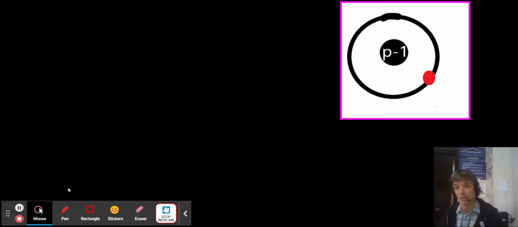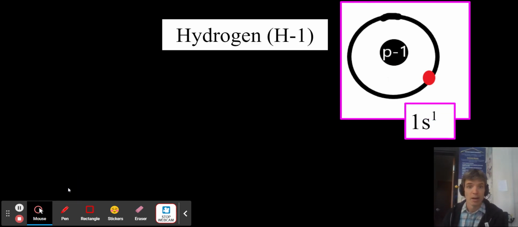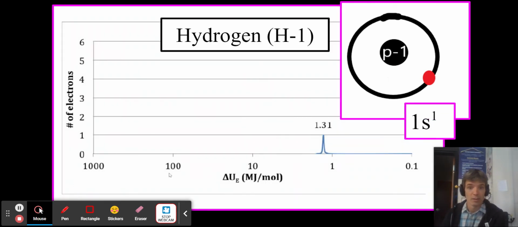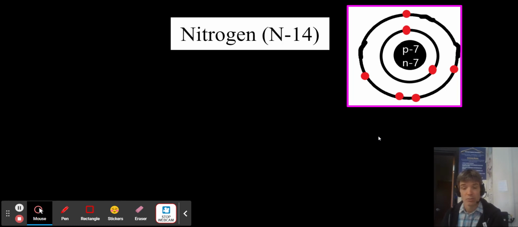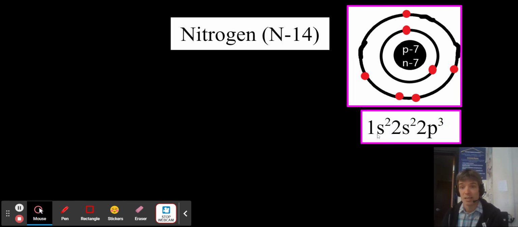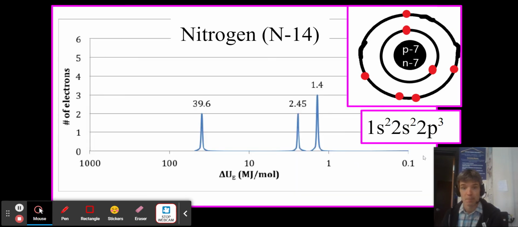All right, what's hydrogen going to look like? Well, hydrogen has a 1s1, so it's just going to have that one peak right there. How about this one? This is nitrogen because of the 7. Nitrogen has 7 electrons. It's going to have how many different peaks? 3. These two are going to be the same height, and that one's going to be a little bit bigger.